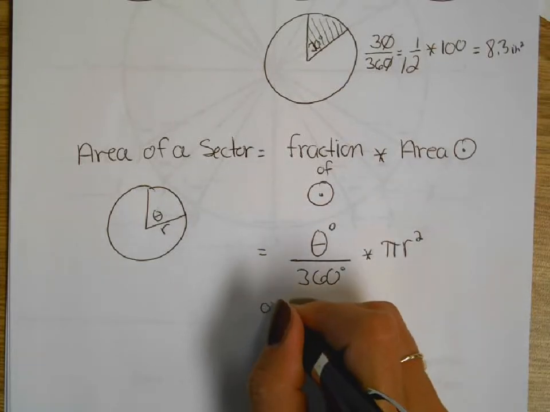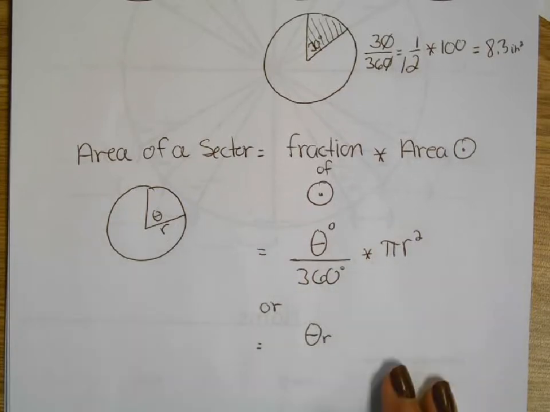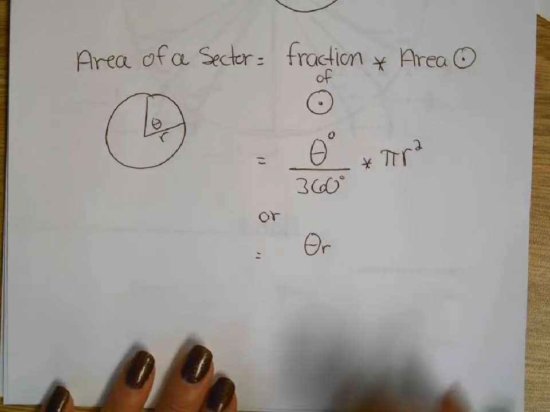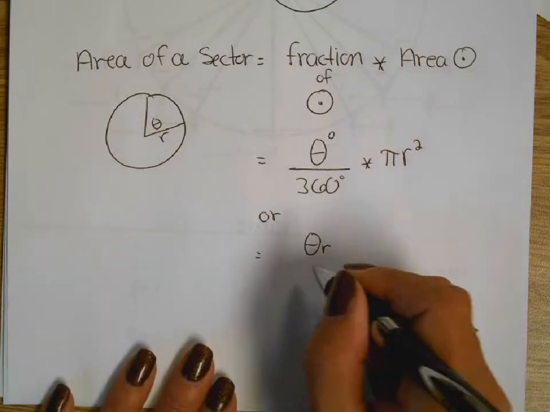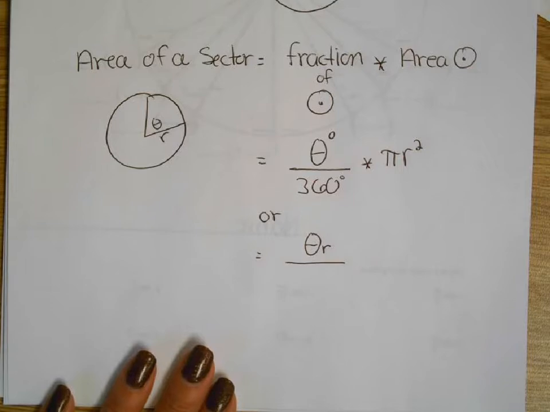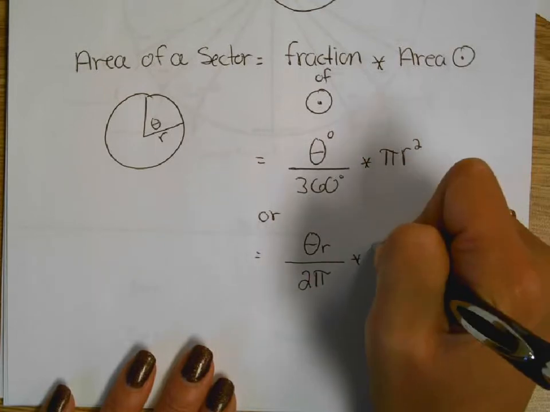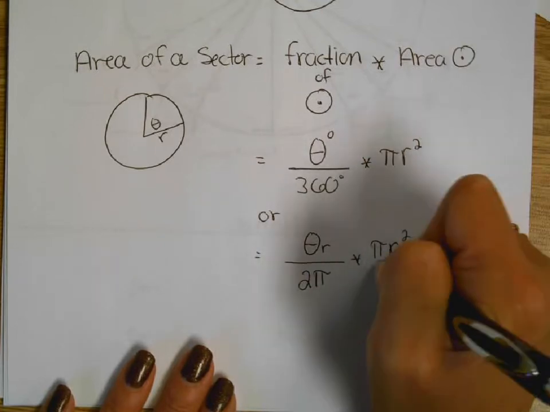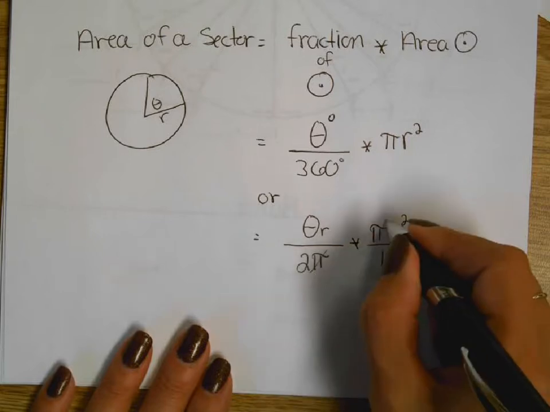Or if that angle measure is in radians, what changes? If I said that was like pi over 6 instead of a degree, how does my fraction change? It's over 2 pi, because a full circle in radians is 2 pi. And then times pi r squared. Well, what happens here? Just the pi cancels. You still have that divide by 2 in there.